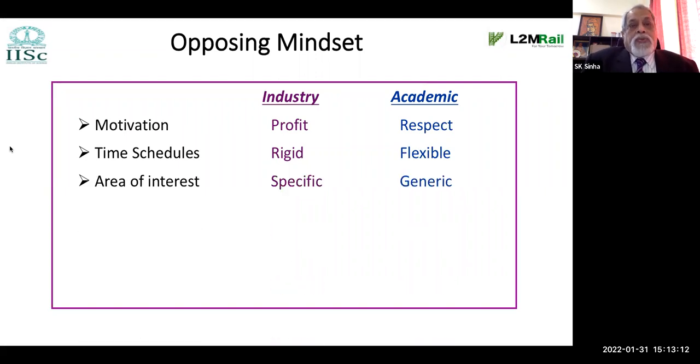Then when it comes to what interests them, an industry has one particular domain in which it works. That's not so for academic people. We keep changing our domain. We work in something. I would take my example. I was trained in power electronics when I did my research. That's where I earned my doctorate.